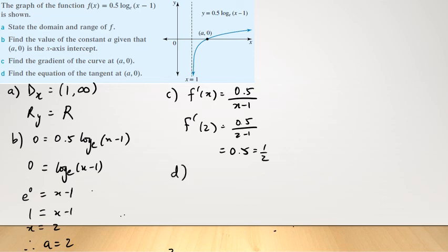So then D, find the equation of the tangent. So y minus 0 equals a half, x minus 2. So that's y equals a half x minus 1.